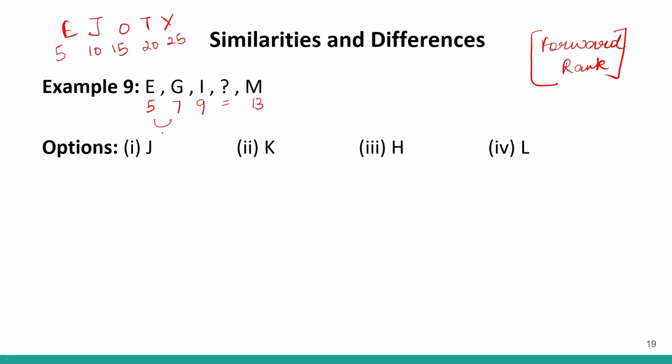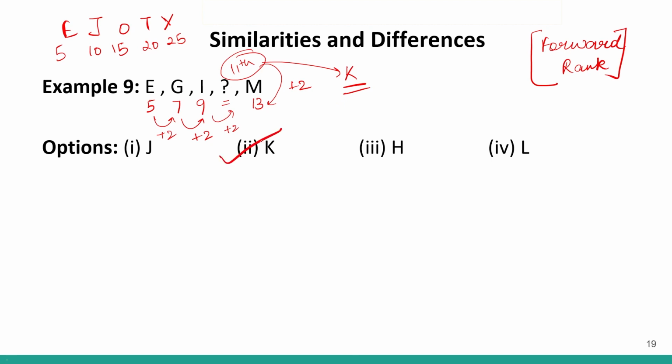Here I can see there's a +2. Here also there is a +2. And if I add +2 here, I'll get the 11th rank. And if I add +2 over here, I'll get the 13th rank. So the 11th rank will be in the same logic with I and M. At the 11th rank, the alphabet that we have in forward rank is K. So our answer will be option number 2, K.